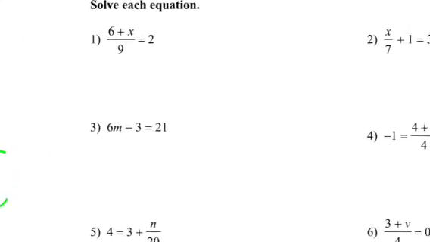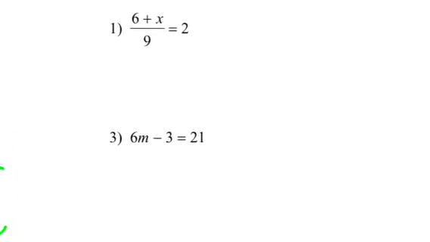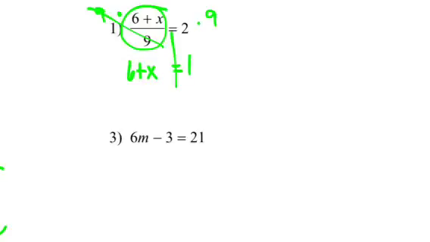sign. So when I look at number 1, that fraction bar makes everything attached to that x. So when I circle what I'm solving for, I end up circling all of it, which means I have to multiply in order to get rid of the fraction first. Multiply that side by 9, multiply that side by 9. 9 divided by 9 gives me 1, which is why I'm left with 6 plus x. 2 times 9 is 18.